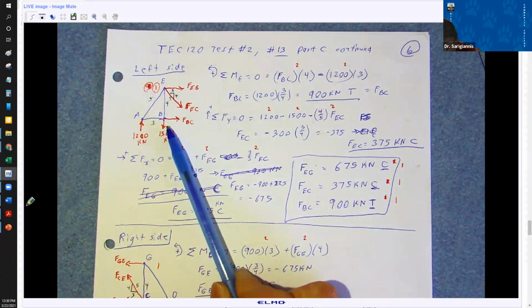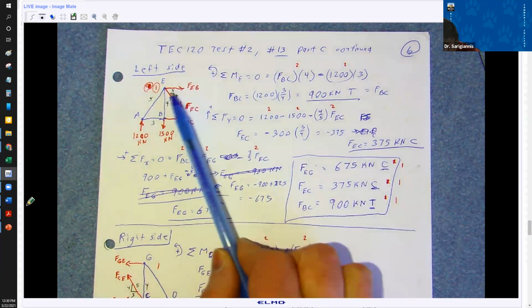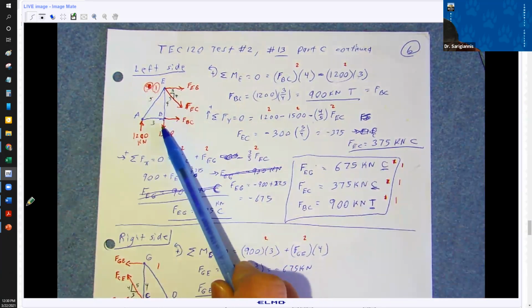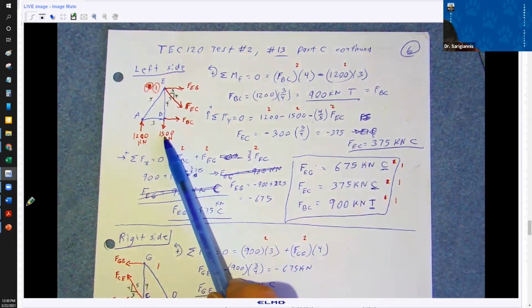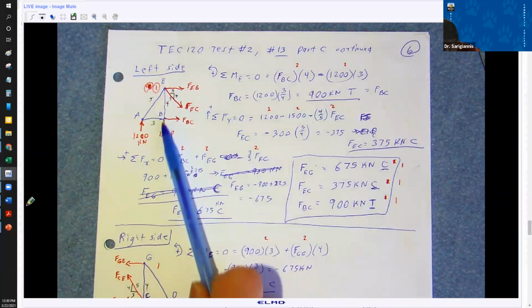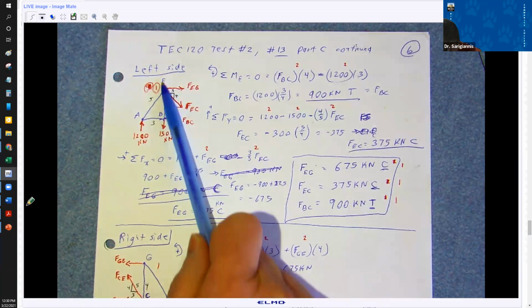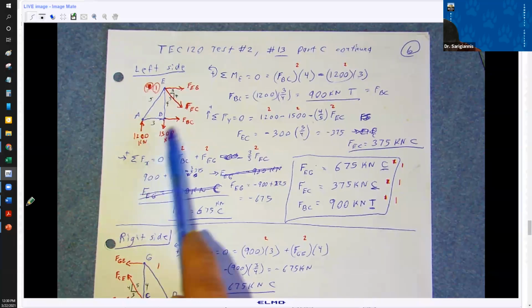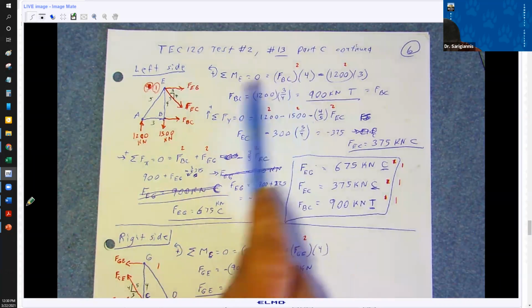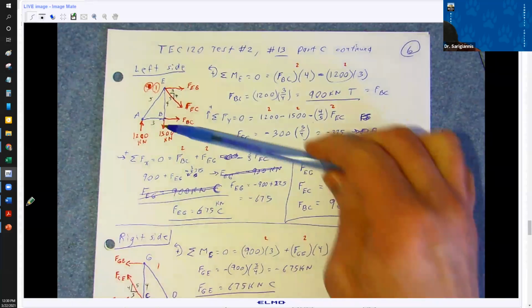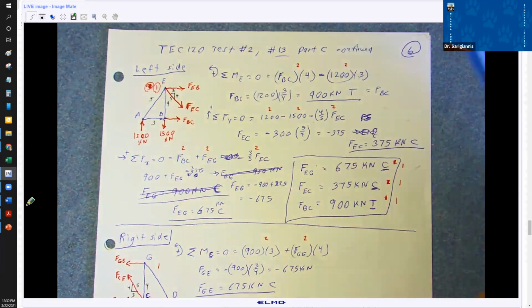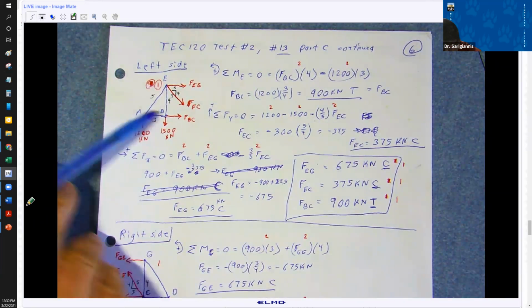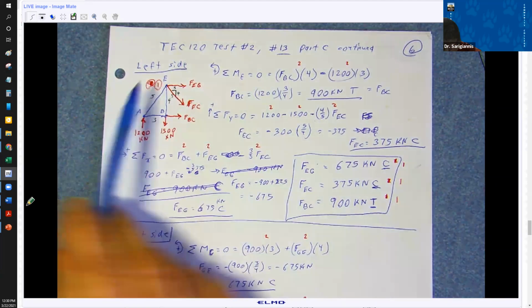And what are the forces that I have? Well, these two forces are right at E, so their distance is 0. Same thing with the 1,500 kilonewton force. That line of action passes through E. So that perpendicular distance is 0. So we're left with 1,200 kilonewtons and FBC. So FBC is 4 meters, or is this feet or meters? Yeah, meters. 4 meters away from E. And that generates a counterclockwise moment.